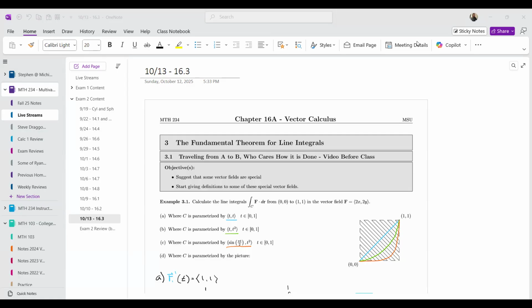It's kind of an extension of Friday's class. That chapter is section 16.3. We're looking at the fundamental theorem for line integrals. Before I dive too far into the new stuff, I don't want to go at it right away.